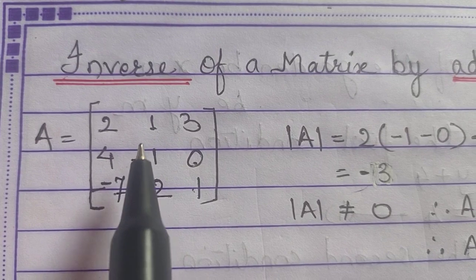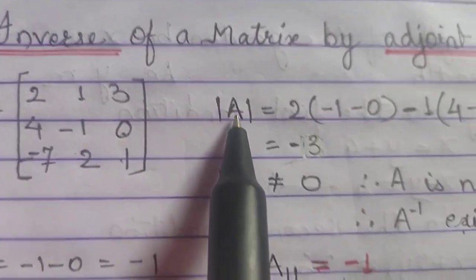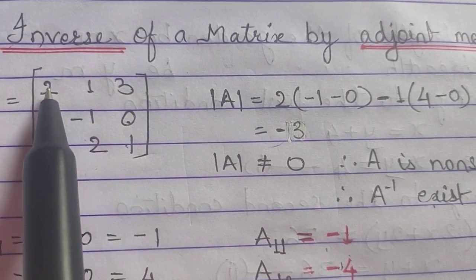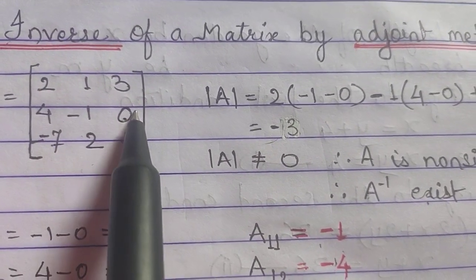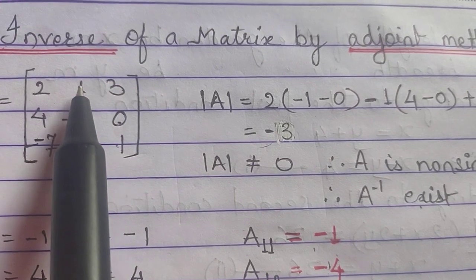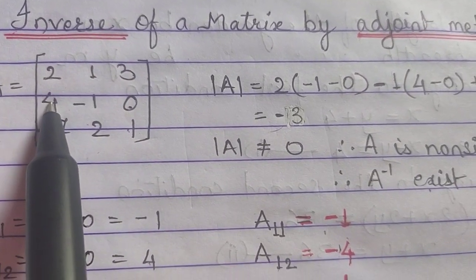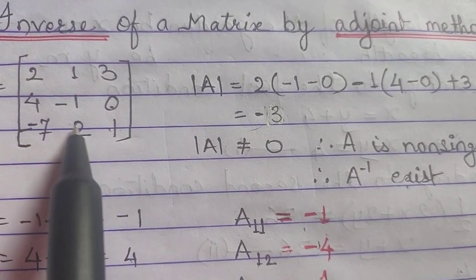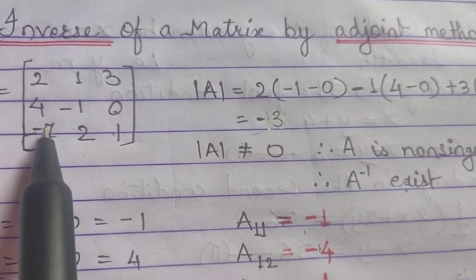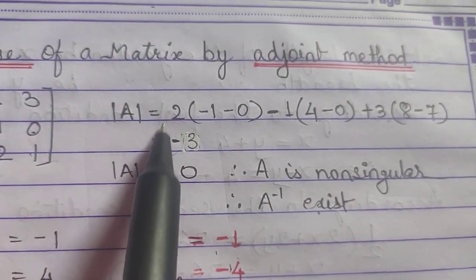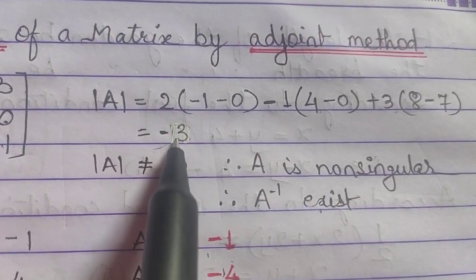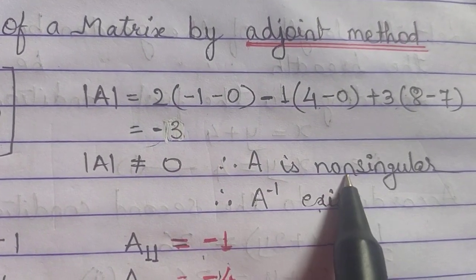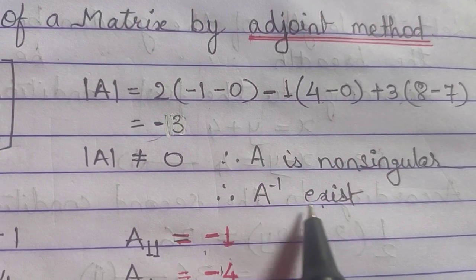So let us check the determinant. Find the determinant value of this matrix, expanding along the first row: 2 into minus 1 minus 0, minus 1 into 4 minus 0, and 3 into 8 minus 7. We get the determinant value as minus 3. It is not equal to 0, hence matrix A is a non-singular matrix and A inverse exists.